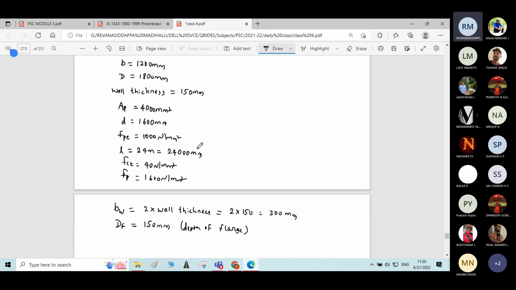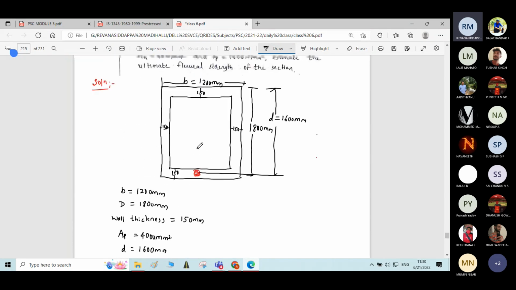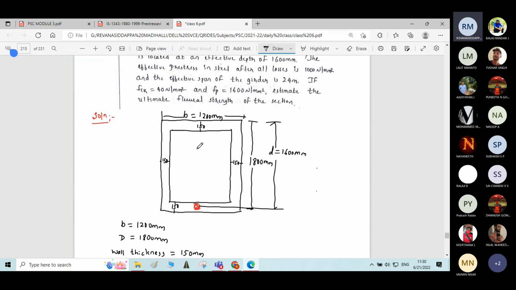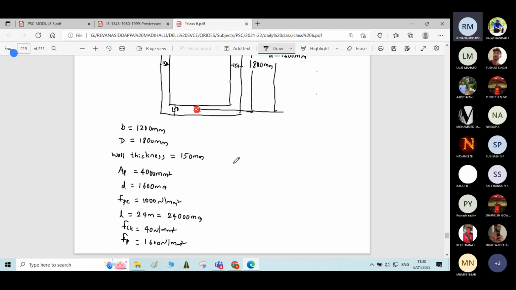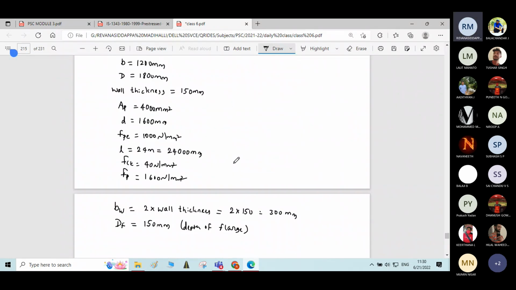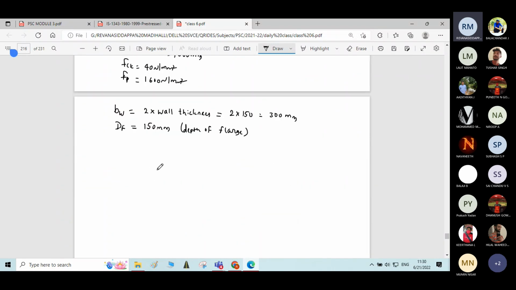Now we have to assume case 1 or case 2. So in case of box girder, 95% of the time the neutral axis lies in the web portion only. So better you assume the second case, that is depth of neutral axis lies in the web. Then you can have a cross check. Then we can proceed with finding the moment of resistance.